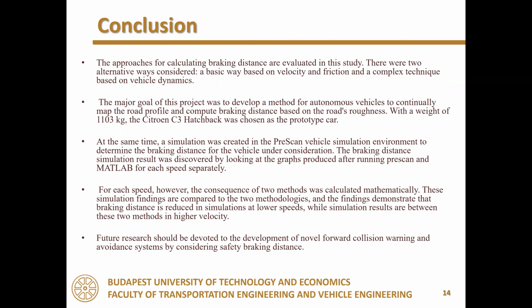As a conclusion, two alternative ways were considered in this study for calculating braking distance: a basic way based on velocity and friction, and a complex technique based on vehicle dynamics. The major goal of this project was to develop a method for autonomous vehicles to continuously map the road profile and compute braking distance based on the road's roughness. At the same time, the simulation was created in the PreScan vehicle simulation environment to determine the braking distance for the vehicle under consideration. These simulation findings are compared to the two methodologies, and findings demonstrate that the braking distance is reduced in simulations at lower speeds, while simulation results are between these two methods at higher velocity.